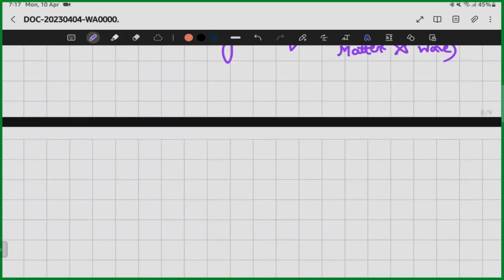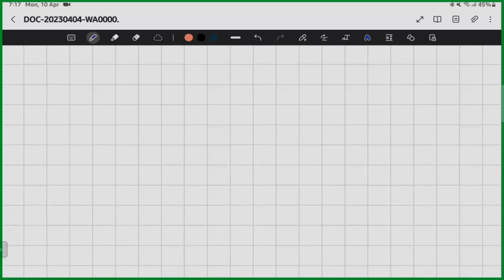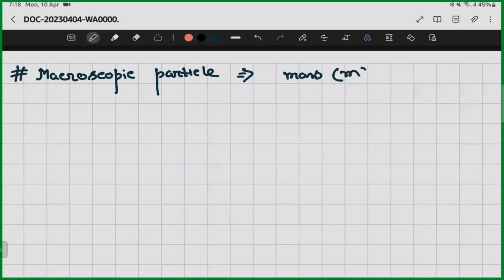Why? Let us do some mathematics. Take a macroscopic classical particle which has a large mass m, and let's say it is moving. If it is at rest, then we are not considering it. Let's say if I throw it, it has some constant velocity v. So its mass is m and its velocity is v.